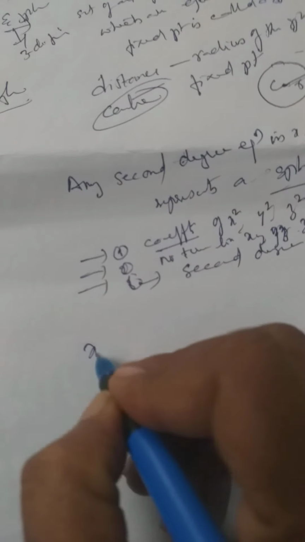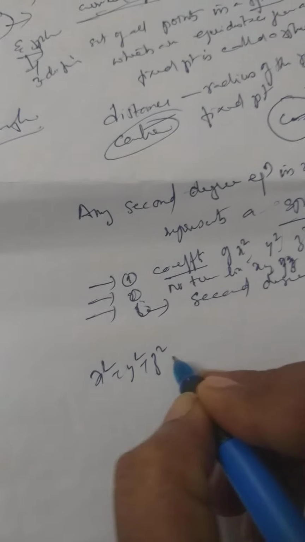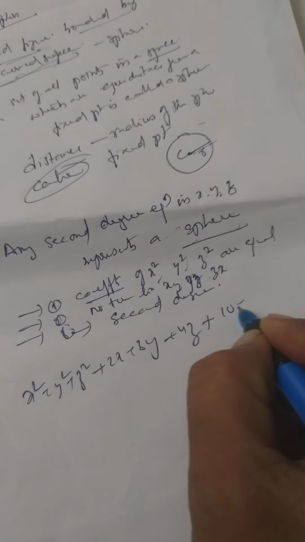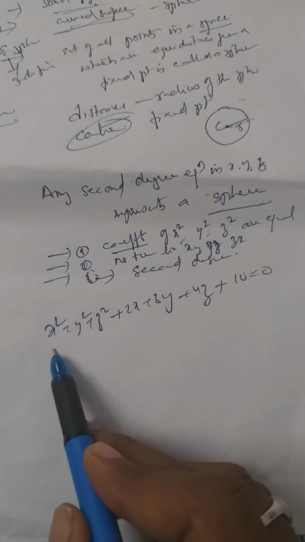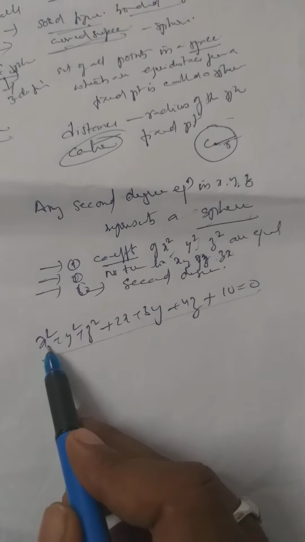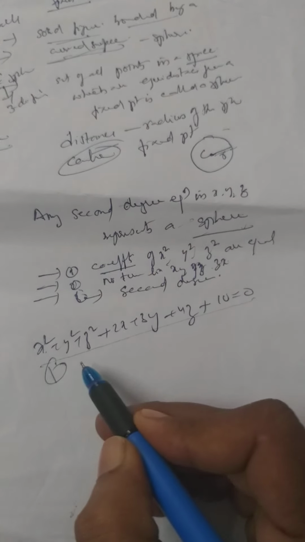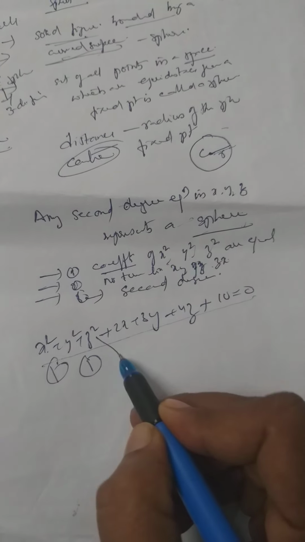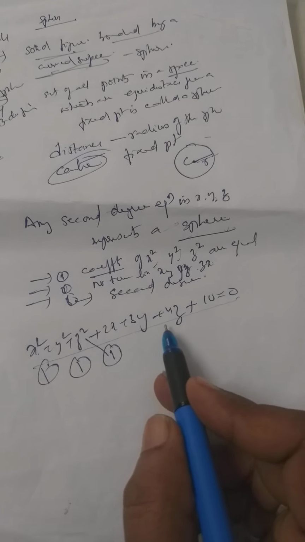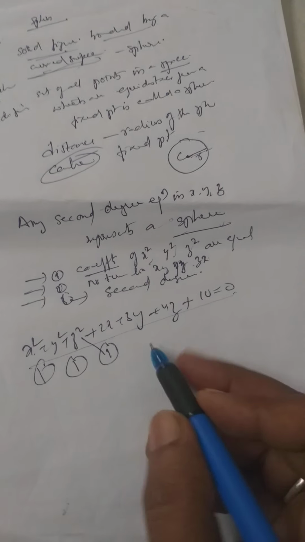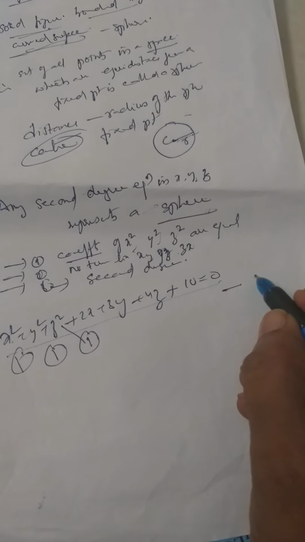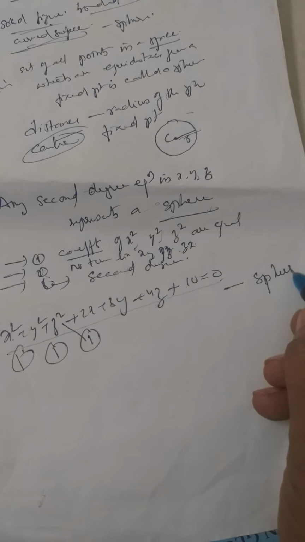Now what is the example? x square plus y square plus z square plus 2x plus 3y plus 4z plus 10 is equal to 0. Yes, this is a second degree equation in x, y and z. Now the coefficient of x square is 1 here, the coefficient of y square is also 1, and the coefficient of z square is also 1. Here, the xy term is not there, the yz term is not there, the zx term is not there. Therefore this equation represents a sphere.